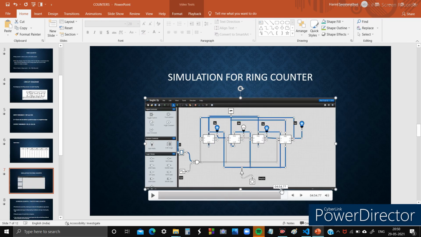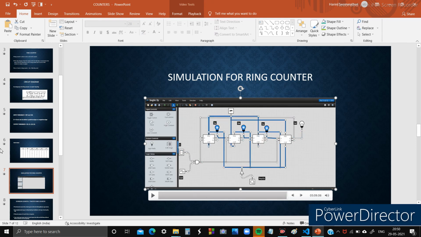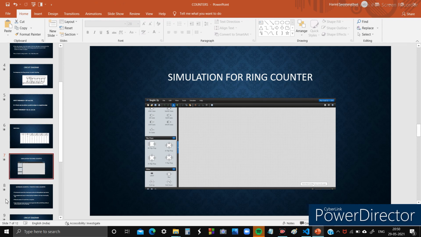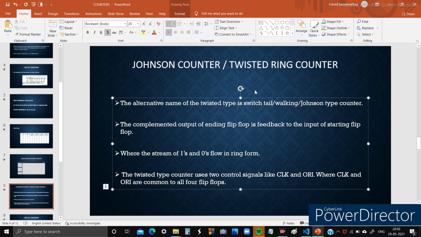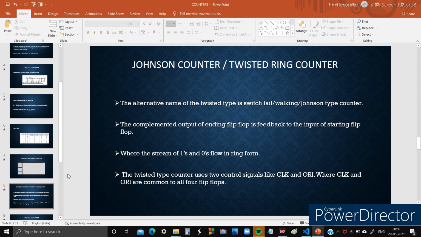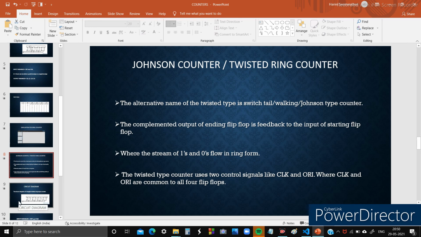Simulation for ring counter. In the ring counter, we are using 4 D flip-flops, 4 bulbs, 1 NOT gate, 1 clock pulse, 1 toggle switch, 1 push button and 1 high constant. We are giving the connections as shown and we are checking for the outputs as given in the previous table. This is all about the simulation for ring counter.